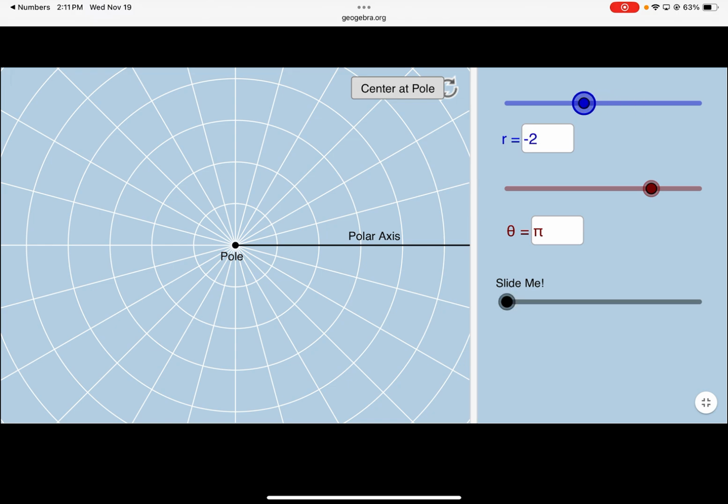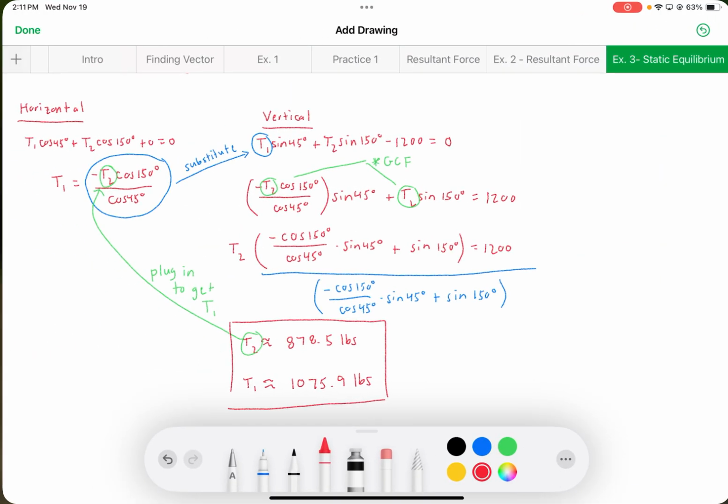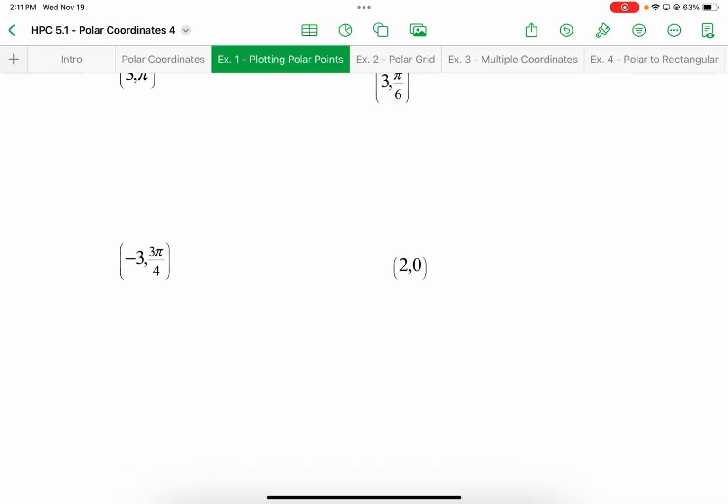Okay. All right, now let's consider, what if I make r a negative value? Maybe I'll make it -2. So I rotate to pi again, but instead of going 2 units on the terminal side of pi, I go backwards 2 units in the opposite direction. And that's where I would place my point. Okay? All right, so let's draw some ourselves.